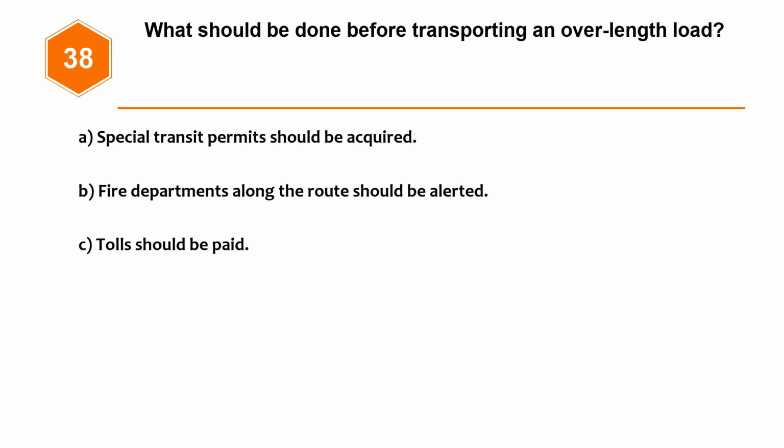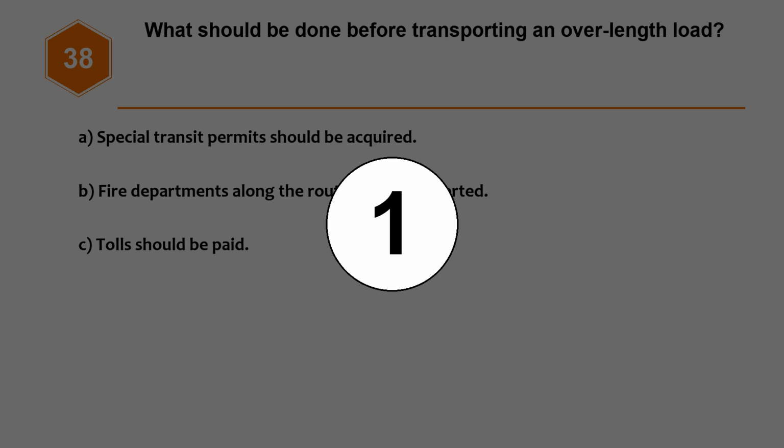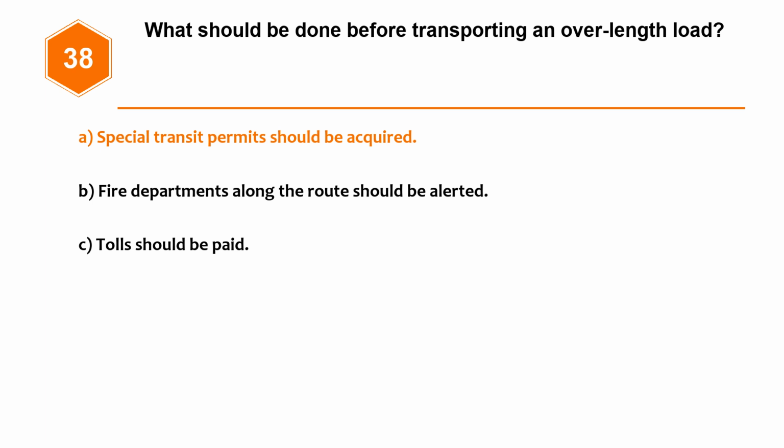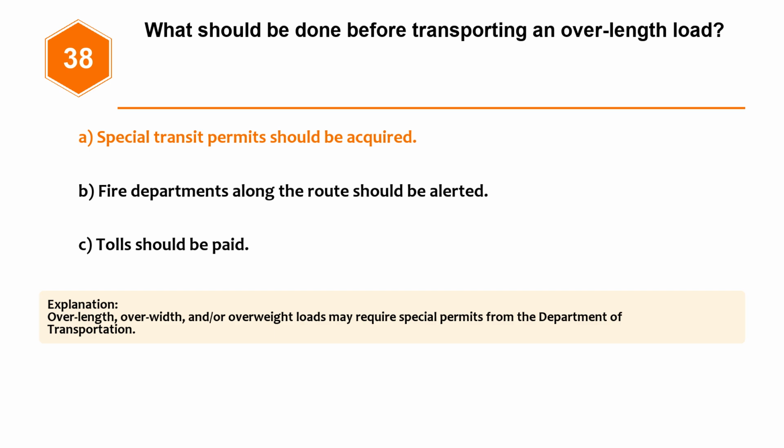Question 38. What should be done before transporting an overlength load? Option A, special transit permits should be acquired. Option B, fire departments along the route should be alerted. Option C, tolls should be paid. The correct answer is option A. Special transit permits should be acquired. Explanation. Overlength, overwidth, and/or overweight loads may require special permits from the Department of Transportation.